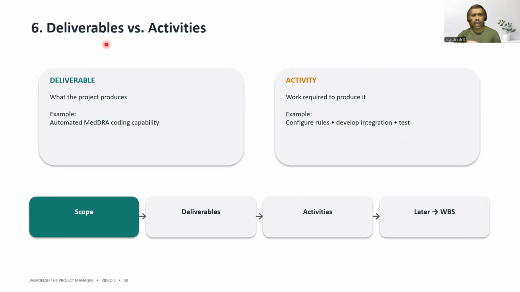Deliverables versus activities. A deliverable is what the project produces. Example: automated meta coding capability. An activity is the work required to produce it. Example: configure rules, develop integration, test. I make this distinction because later, when we build the WBS and schedule, we need to break deliverables into manageable work. The deliverable is the outcome, and the activities are the work required to produce it.